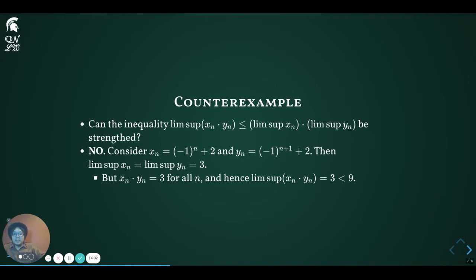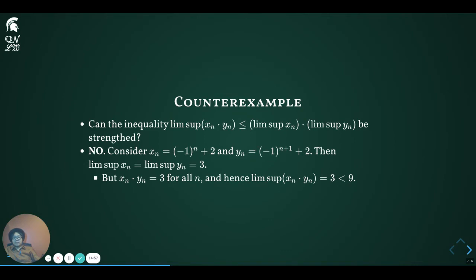But if we look at the sequence of their products, we see that when xn is 3, then yn is 1. And when yn is 3, then xn is 1. So the product sequence is in fact a constant sequence that equals 3 for all n. And so its lim_sup is equal to 3, which is certainly not equal to 9, the product of the lim_sups.